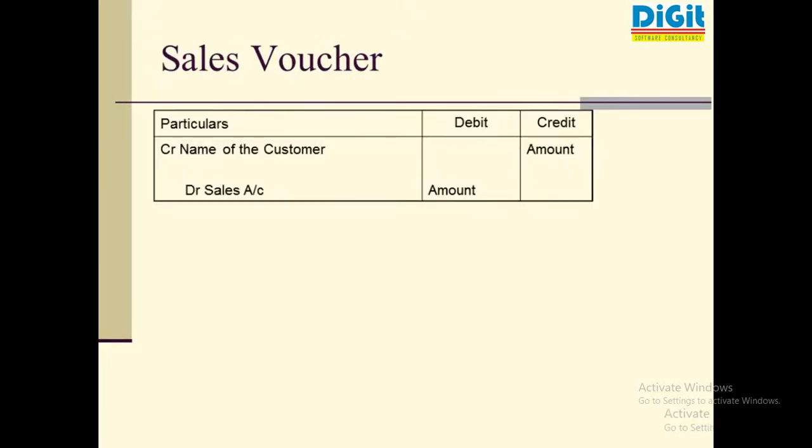So for sales, here also there is a mistake. Okay, for sales will be credit and this customer will be debit. Here also some mistakes are there. Okay.